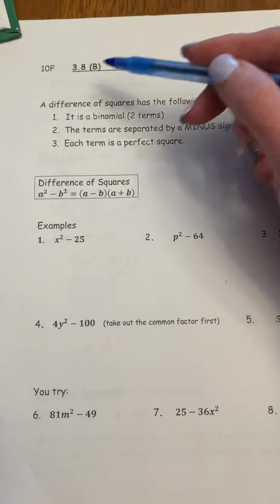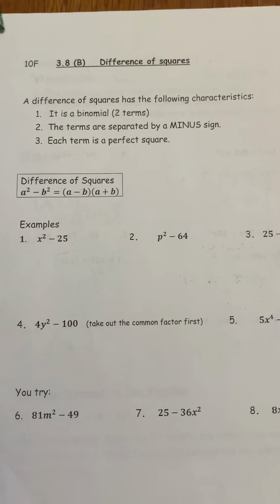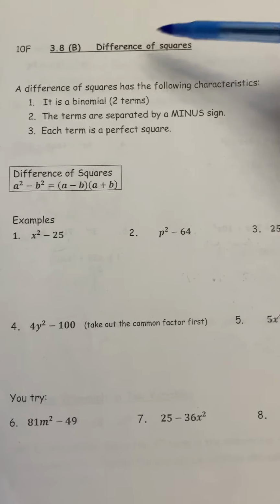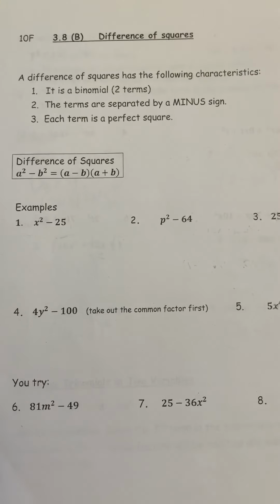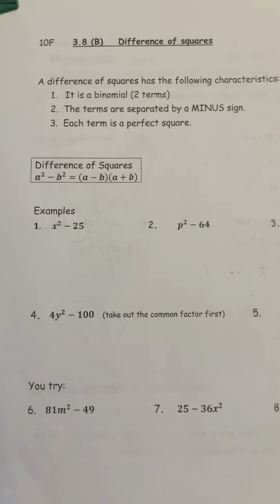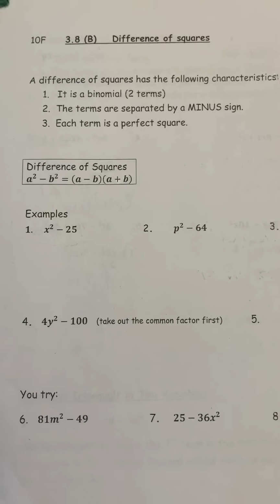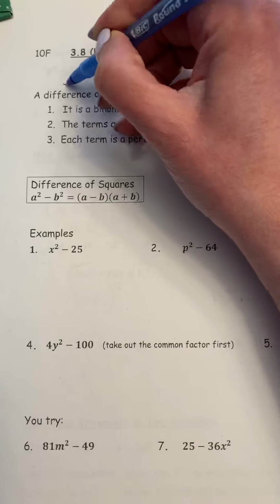So it says 3.8b. The last 2 days we've been working on perfect square trinomials, and today we're going to work on difference of squares, which are sometimes referred to as factoring special cases. If you see that phrase on a worksheet or in a book, that's just what this type of factoring means. A difference in math means subtract, so that makes sense.